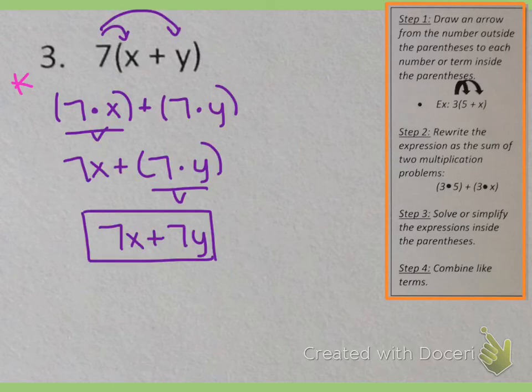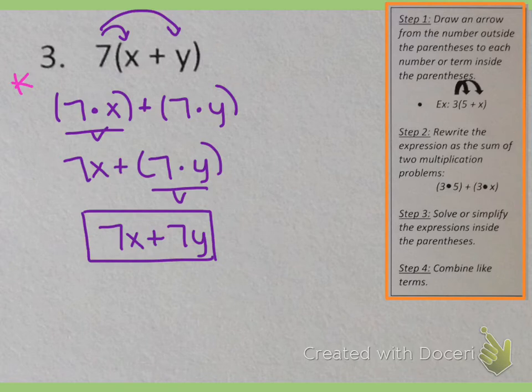The answer to this problem is 7x plus 7y, and I want to clarify something. Each letter that you see in this problem, the x and the y, they're both variables. Both of them stand for unknown quantities, but they're different from each other. They're not like terms. They don't mean the same exact thing. They probably represent different quantities.